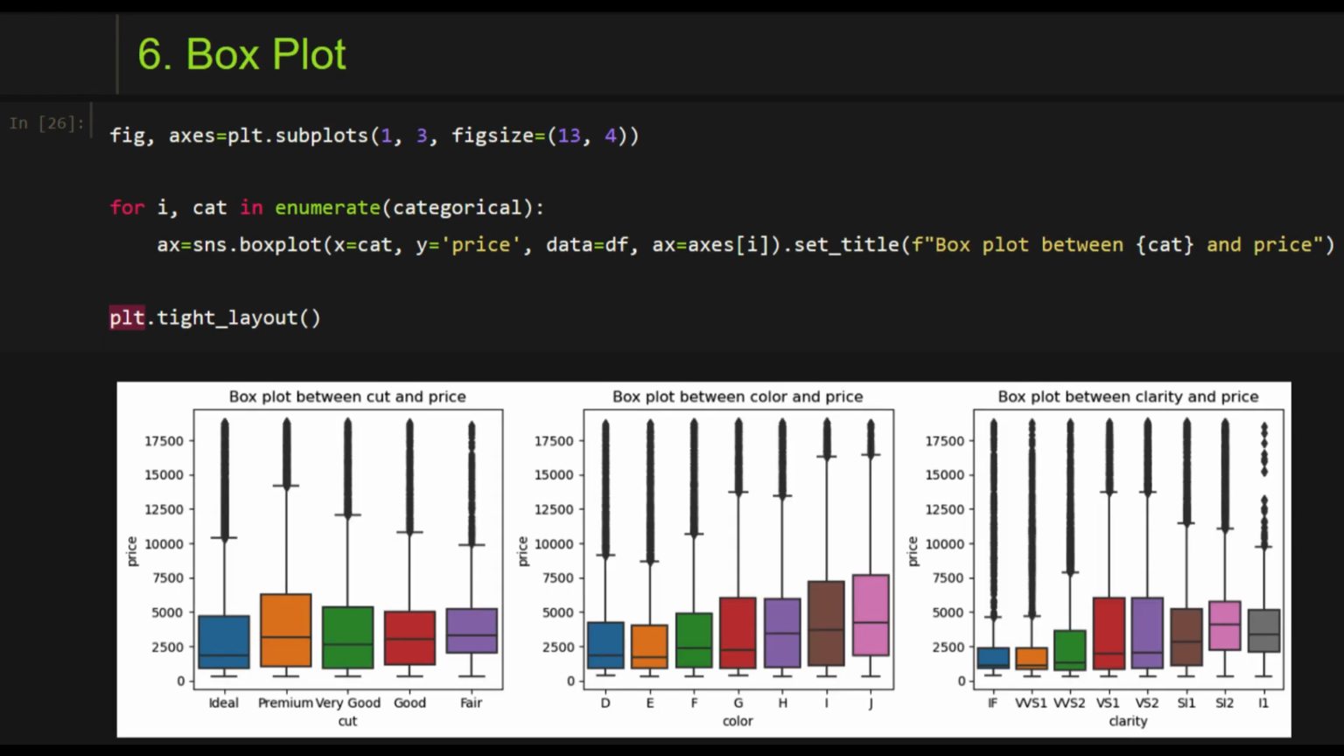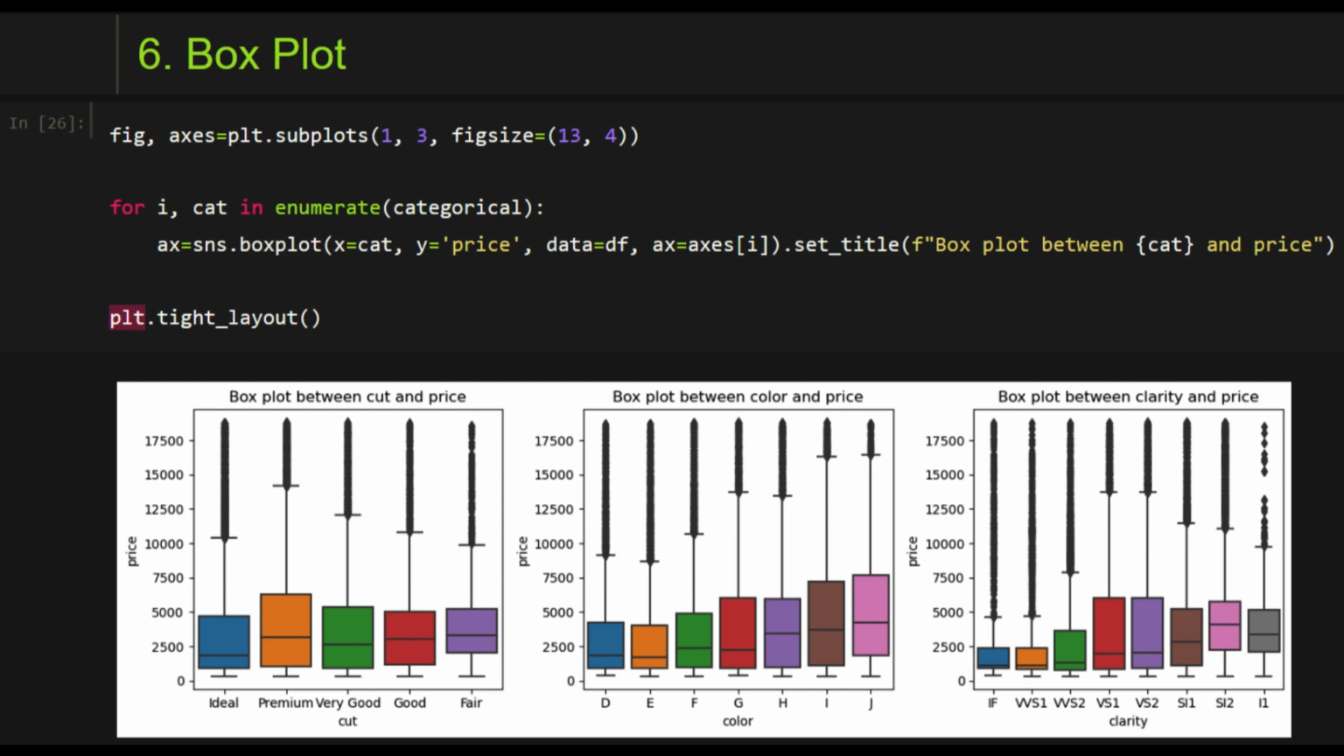A box plot, also known as a box and whisker plot, is a valuable data visualization technique that provides insights into the distribution, spread, and potential outliers within a dataset. These plots are particularly useful for comparing the distribution of a numerical variable, in this case, the price of diamonds, across different categories represented by categorical variables. Here in the code, we're using a for loop to iterate through a list of categorical variables, which we've stored in the categorical list. These categorical variables could include attributes like cut, color, or clarity, and we're interested in understanding how they relate to the price of diamonds.